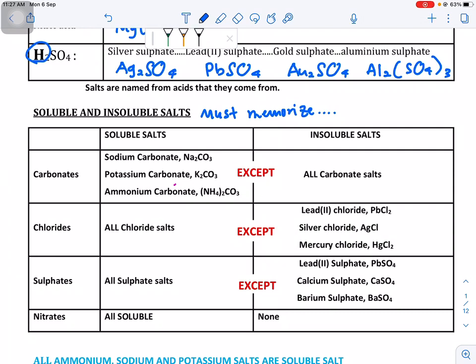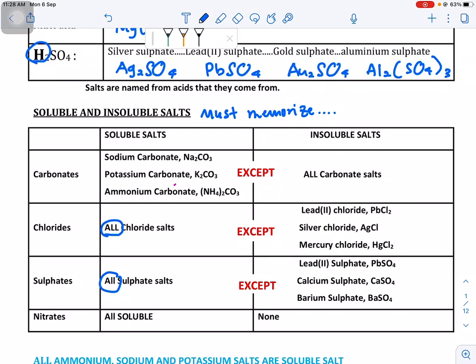For chloride salt, most of the chloride salt are soluble, okay, except for the three, which is lead to chloride, silver chloride, and mercury chloride. Okay, these three insoluble. The rest chloride salt are soluble, like magnesium chloride, zinc chloride, and so on. Okay, moving on to the sulfate salt. For the sulfate salt, most of the sulfate salt are soluble except three also, which is lead to sulfate, calcium sulfate, and barium sulfate.